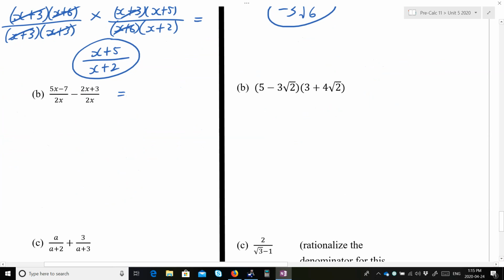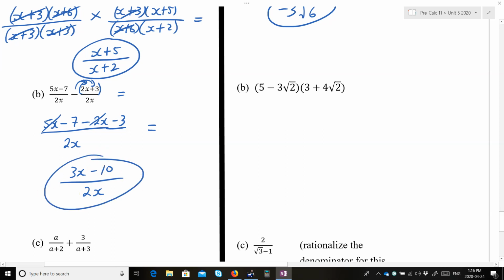How about this one? Subtracting rational expressions. Okay, so we already have a common denominator of 2x. So you just go 5x minus 7 minus, it's minus 2x plus 3, so the negative distributes and you get negative 2x minus 3. So we end up with 5x take away 2x, which is 3x. Negative 7 minus 3 is negative 10, all over 2x. And that's as simple as that gets.